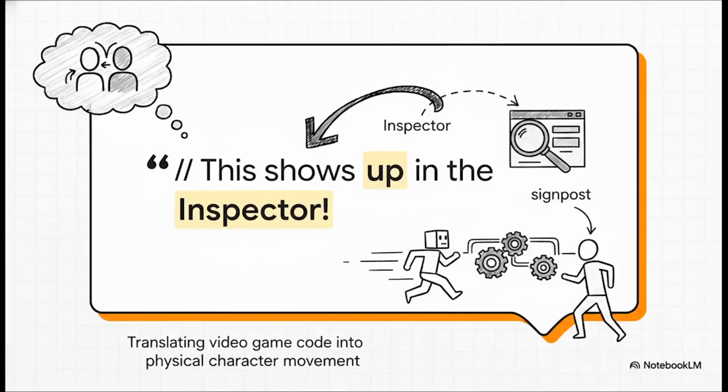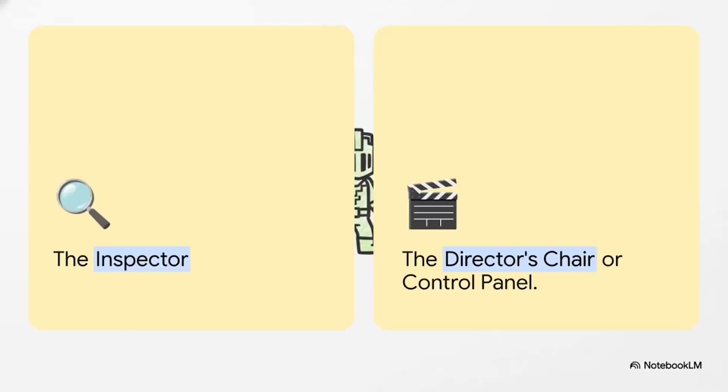Now, you'll often see developers use 2 forward slashes to write something like, "This shows up in the inspector." The funny thing is, this isn't an instruction for the computer at all. When a developer types those 2 slashes, they're just leaving a note. It's a human-to-human whisper, right in the middle of all the machine's instructions. They're leaving a little sticky note for themselves or their teammates to explain exactly how this code behaves behind the scenes. And that note specifically mentions the inspector.